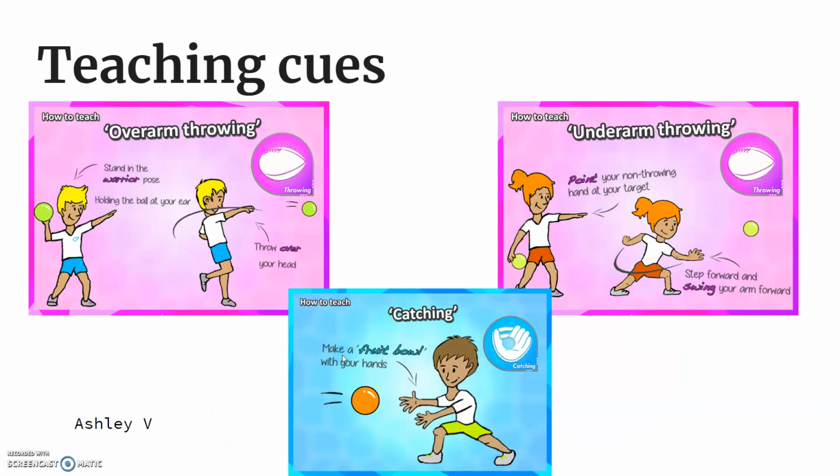Here are a few examples of teaching cues for catching and throwing. Stand in the warrior pose. Point your non-throwing hand at your target, and make a bowl with your hands.